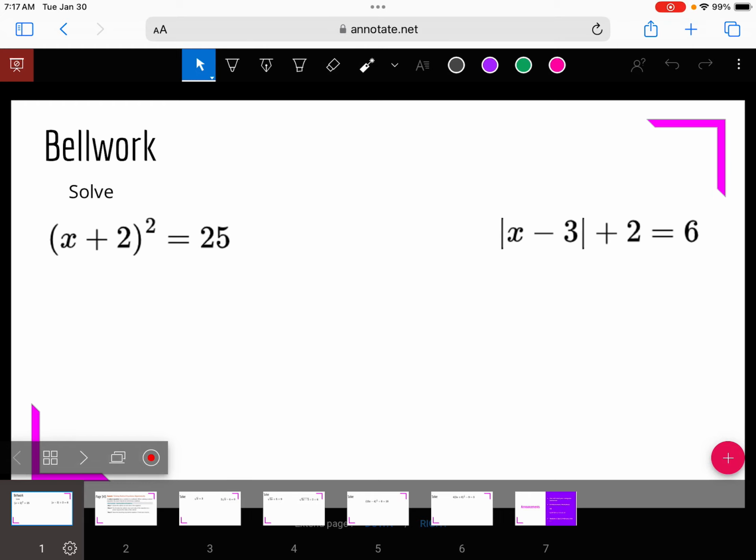So we've got a couple of equations up here. And I don't see any square roots. So I wonder what is happening.